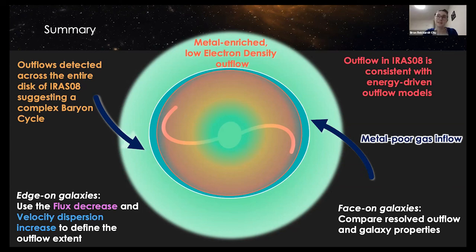I have yet to measure the metallicity of the outflow in IRSO 8, but I think that's on our list of things to do. And I wouldn't expect them to have hugely different outflow structures since they're both starbursting galaxies, but there may be some differences.